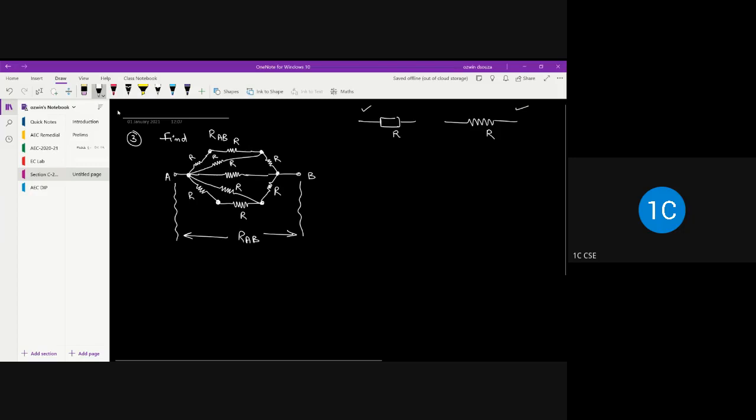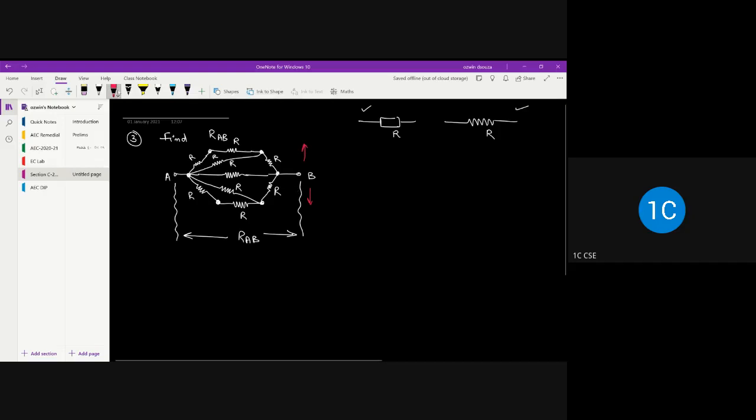Whenever you are given this kind of arrangement, you first look at the symmetry of the network. If you inspect closely, all the resistance values are R ohms, correct? And you can clearly observe that the bottom half of the circuit is basically the mirror image of the top part. So whatever reduction you get above the x-axis, you are going to get the same resistance value below the x-axis also. This is above the x-axis and this is below the x-axis. So basically it's a symmetrical network.